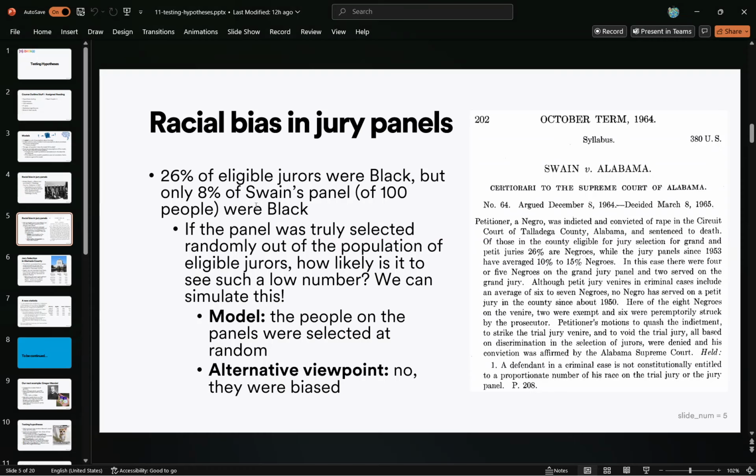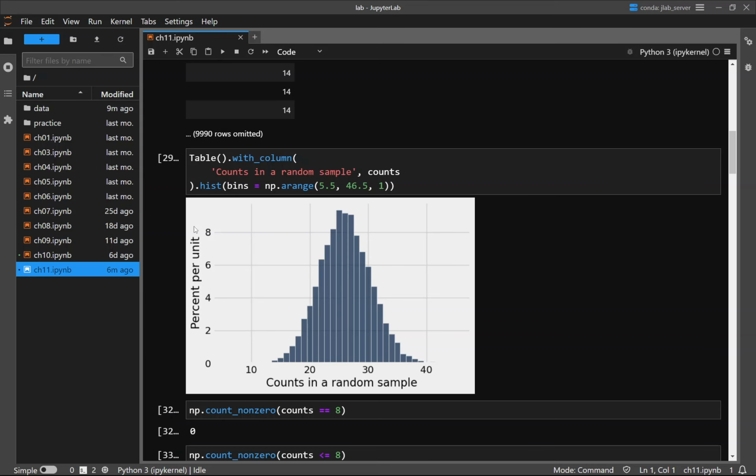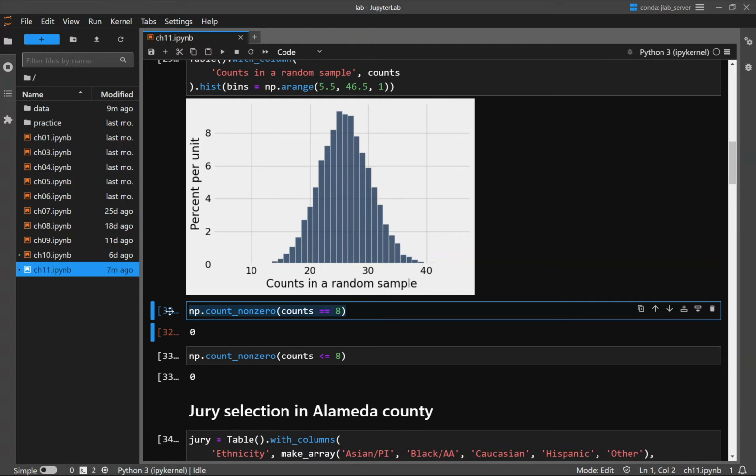And then the question was, the 8% that we saw in real life, does that fit this model? And we saw that it didn't, right? When we did 10,000 sample juries drawn randomly, we never got down to just 8 jurors who were black. We never got above 40 either, so that's another thing to think about. It's never going to be too big or too small. It's going to hover around that center point. And we can even count how many times it was 8, how many times it was 8 or less, because maybe it was even smaller. 0 out of 10,000.